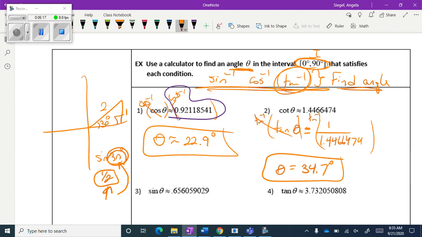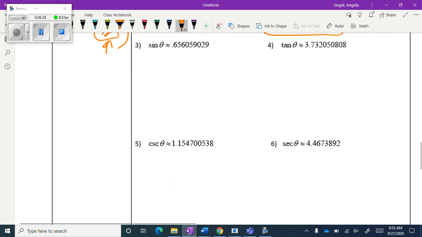Again, take the time right now to figure this out on your calculator. I also want you to try these last four problems on your own. I'm going to show my work, but I want to turn you loose on that.